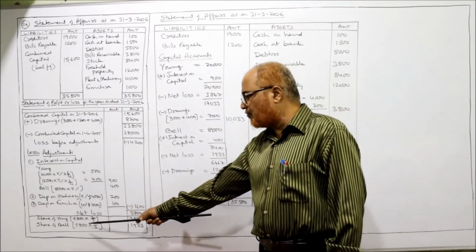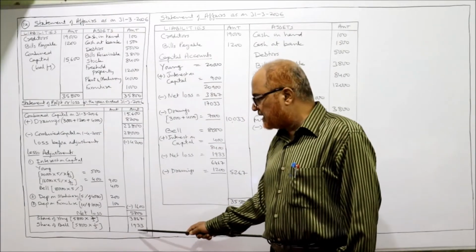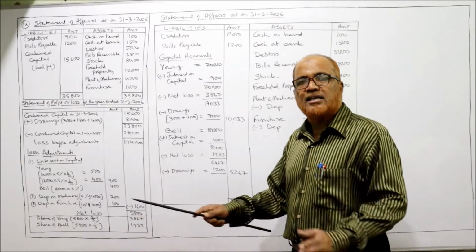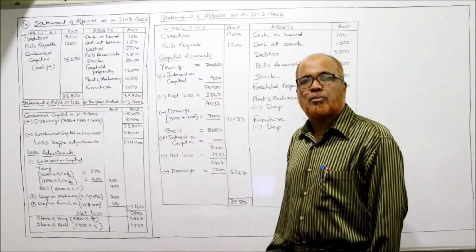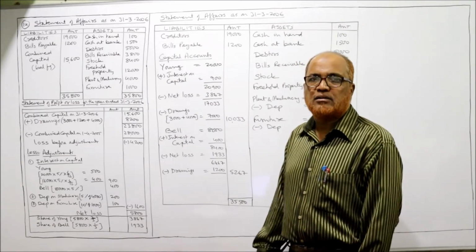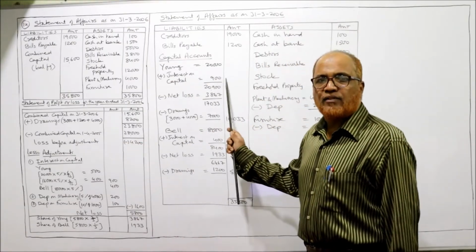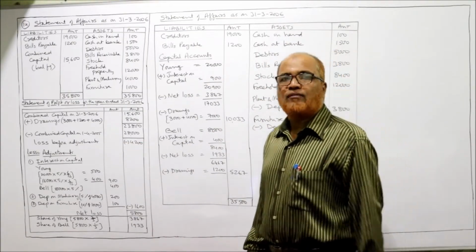Similarly, share of loss of Bell: 5,800 into 1/3, 1,933. So the total loss of 5,800 is divided between the two partners in the profit sharing ratio. That's it. We have completed the statement of profit or loss. Now we are required to make the statement of affairs.